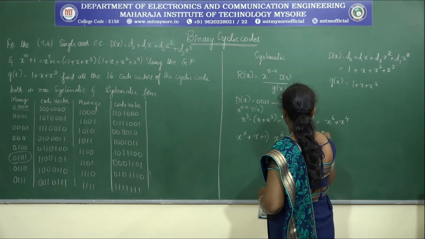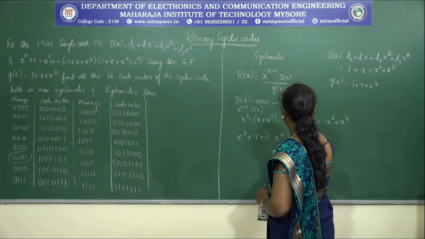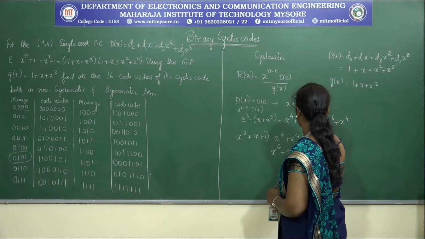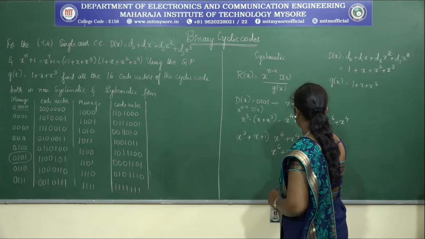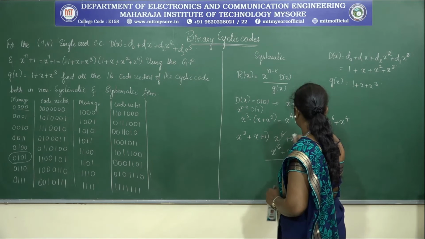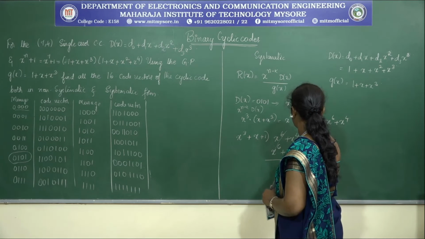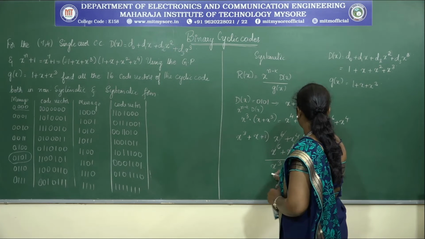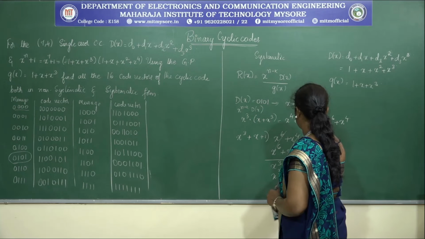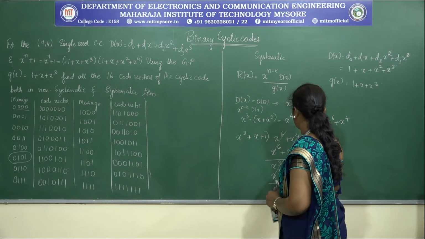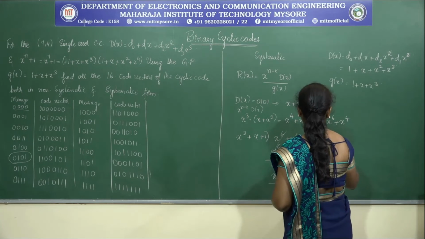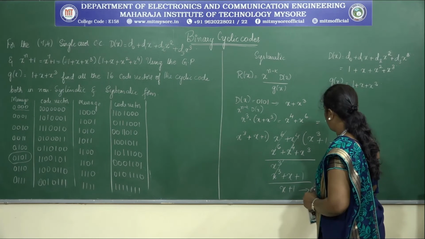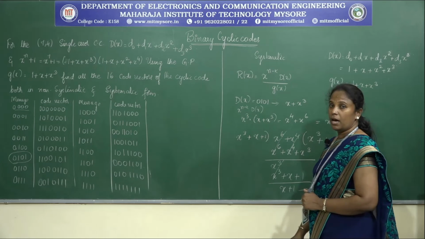So if you divide by x power 3, so it is x to the power of 6 plus x to the power of 4 plus x to the power of 3. So these two get cancelled, and also this, so you are left with x power 3. So it is plus 1. So it will be x power 3 plus x plus 1. So we are left with x plus 1. So this is your q of x and this is your r of x. So this is how we are going to find the r of x.